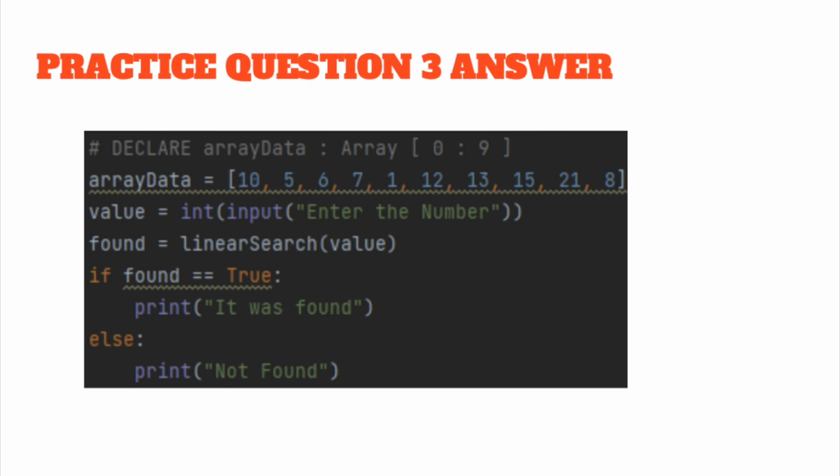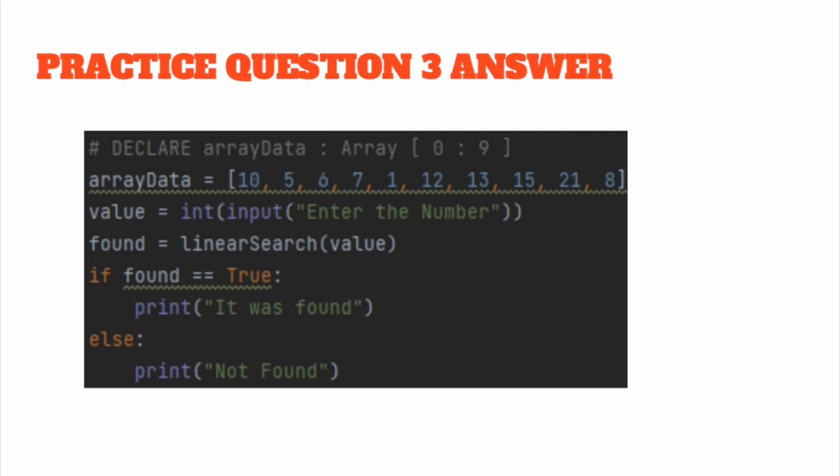You should have something like this. You've declared your array data. You've got the array data initialized with some values. You ask the user for an integer input, which is stored in a variable called value in this case. We create a new variable called found, which is going to store either true or false when we run the linear search function with the value. And if found is equal to true, then we print it was found, else we print not found.